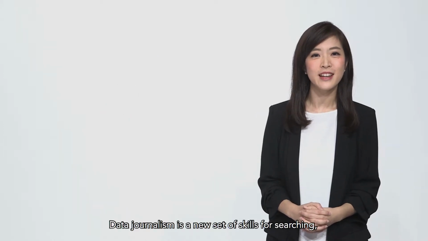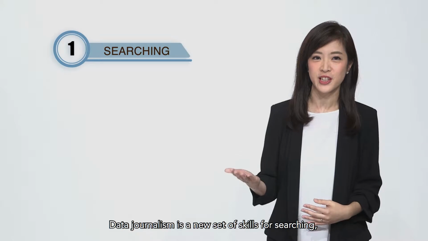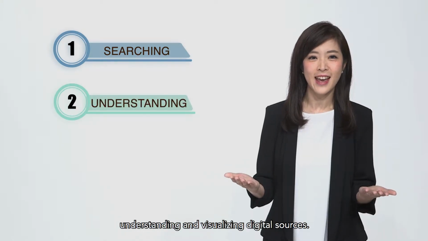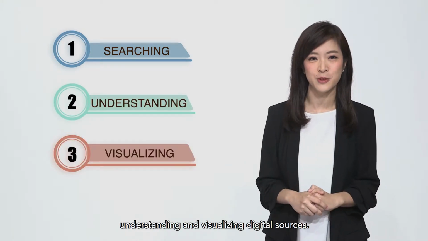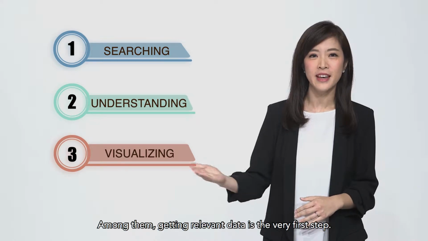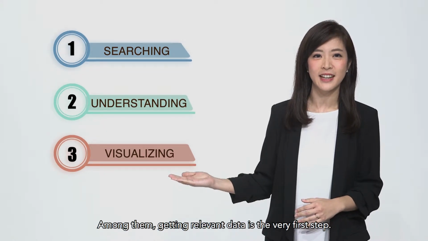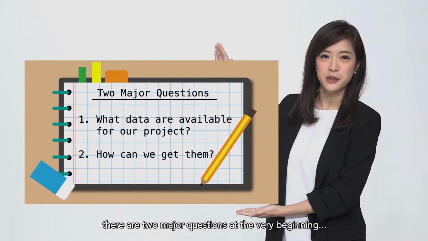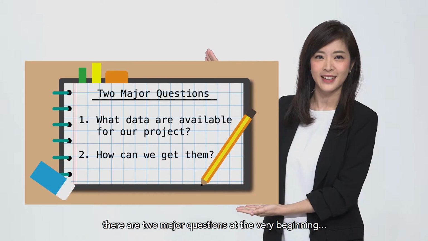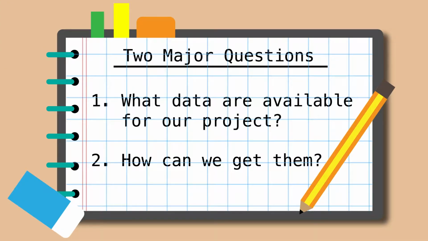Data journalism is a new set of skills for searching, understanding, and visualizing digital sources. Among them, getting relevant data is the very first step. For any data journalism work, there are two major questions at the very beginning. What data are available for our project and how can we get them?